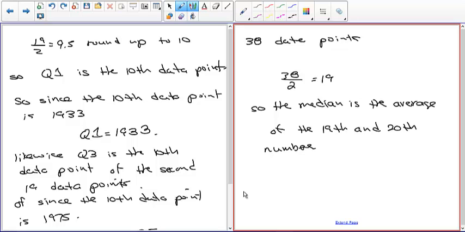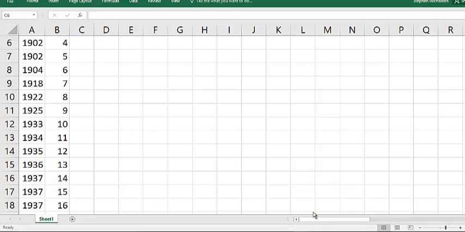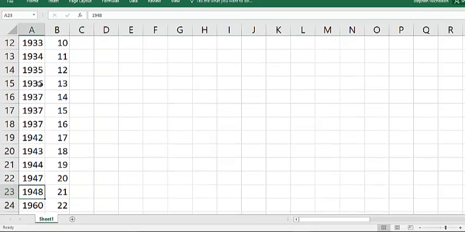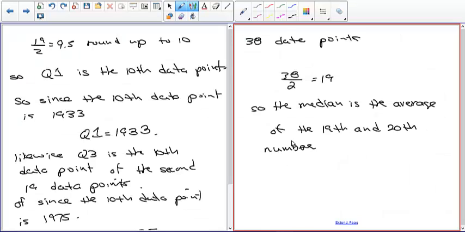So we go back to our list and look for the 19th and 20th numbers on our list, which now would be 1944 and 1947. 1944 plus 1947 divided by 2 is 1945.5. So that's the median, which is Q2.